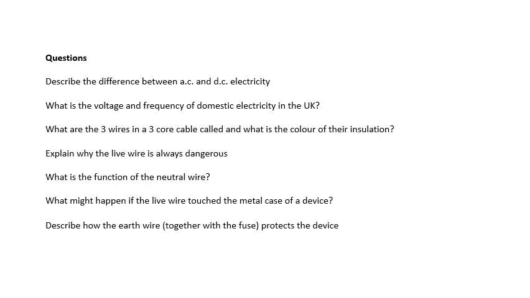Explain why the live wire is always dangerous: because the potential at the live wire is changing between a very high positive and negative voltage all of the time, even if there isn't a current flowing. Okay, the live wire is always dangerous. There's a very high voltage at the live wire, positive or negative, all the time. The neutral wire is there to complete the circuit. It gives you somewhere for the current to flow. It completes the circuit, but it's the live wire which is pushing and pulling the electricity.